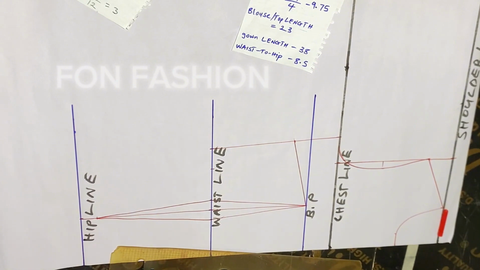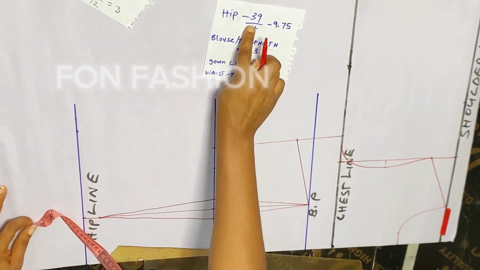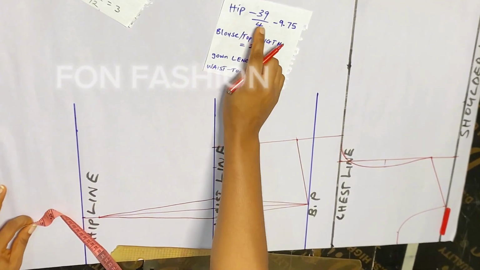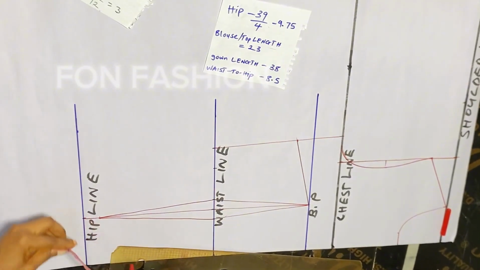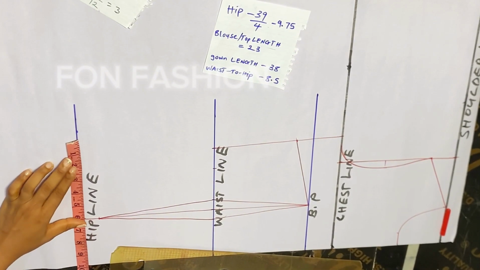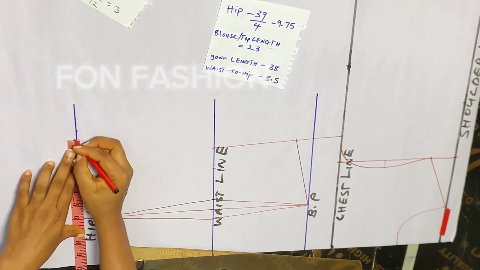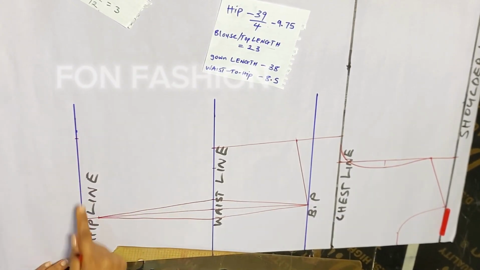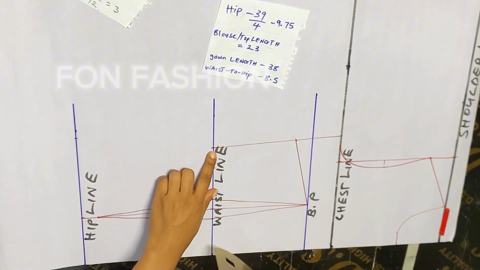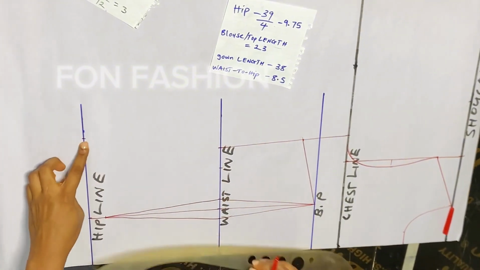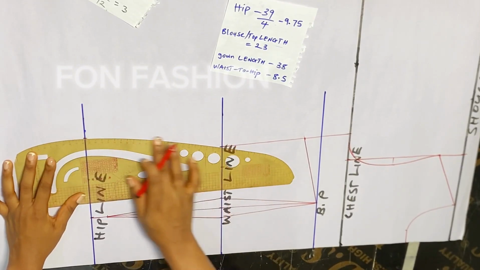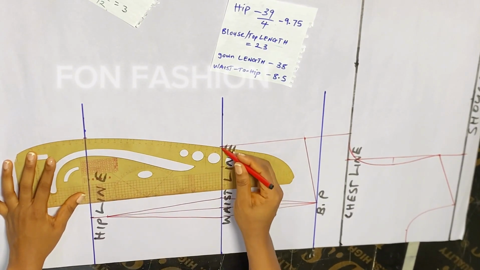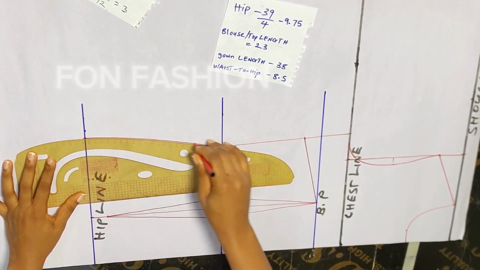So you come to the hip line and indicate the hip measurement. You divide the hip measurement by 4. For mine, I have 9.75. So you mark it on the hip line and connect from the waistline to the hip line, the hip curve, the curvy part of the master curve, like so.